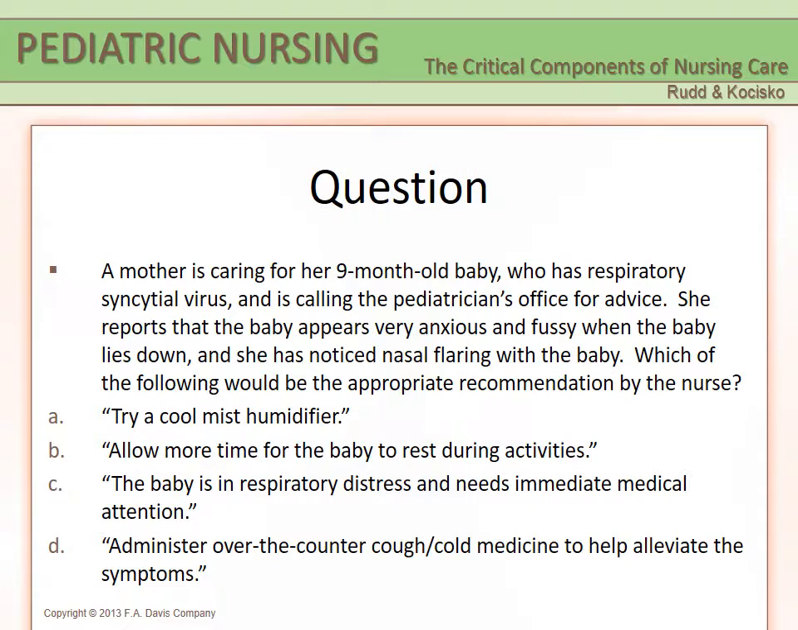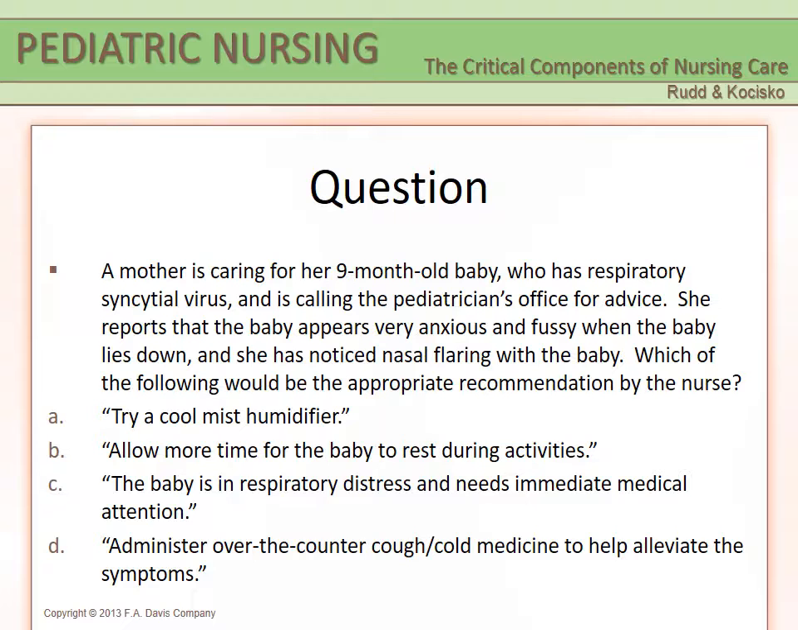So this is just a little practice question. I actually used Davis's PowerPoint for this chapter because it was kind of straight and to the point, and there are only certain things that you really need to focus on here. So a mother is caring for her 9-month-old baby who has respiratory syncytial virus, which is RSV, and is calling the pediatrician's office for advice. She reports that the baby appears very anxious and fussy when the baby lies down. She has noticed nasal flaring with the baby. Which of the following would be an appropriate recommendation by the nurse?